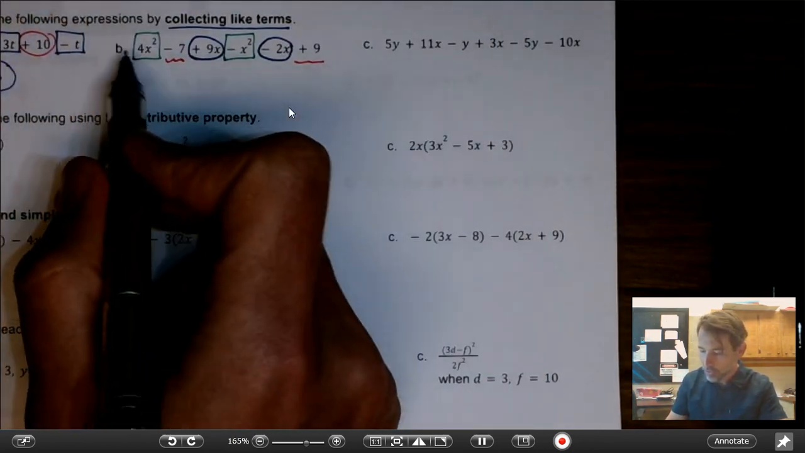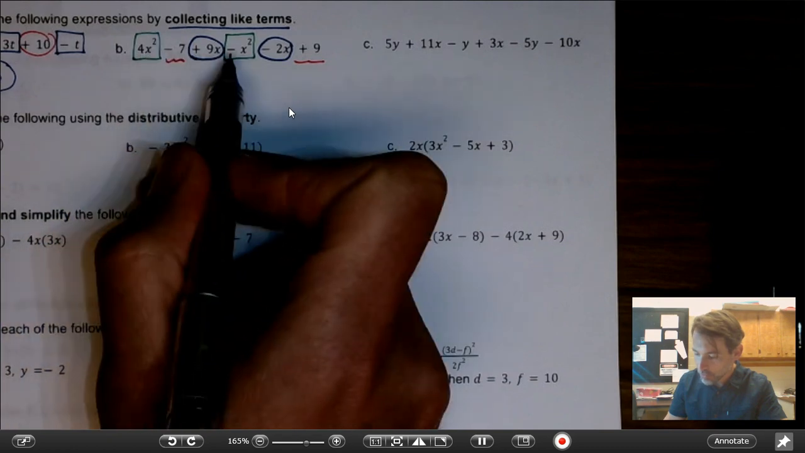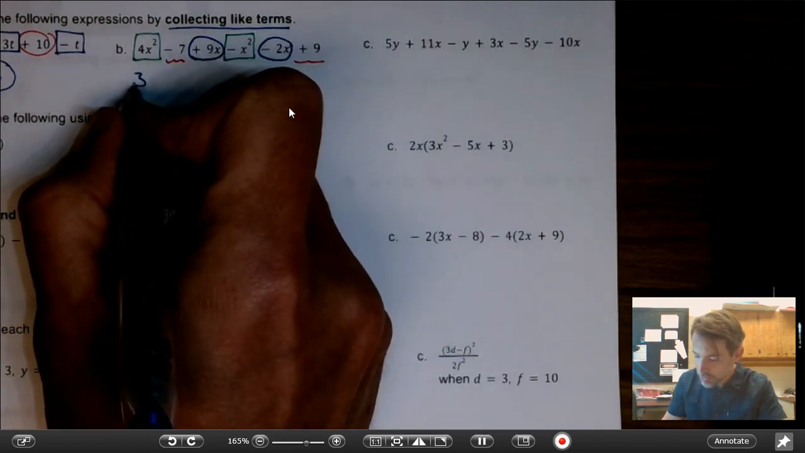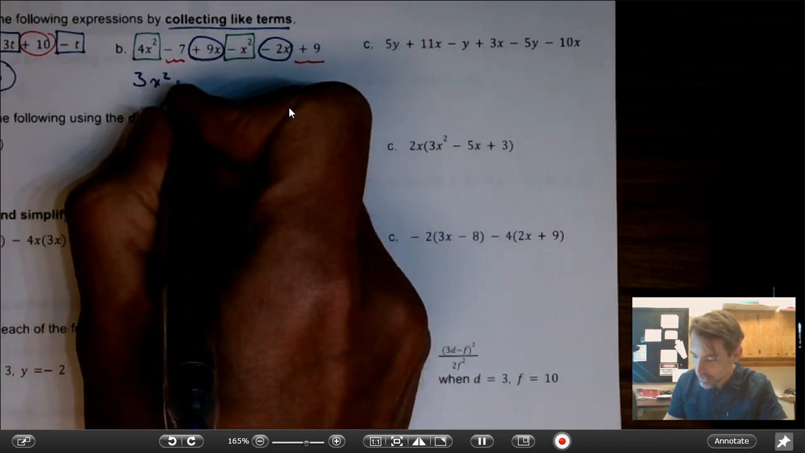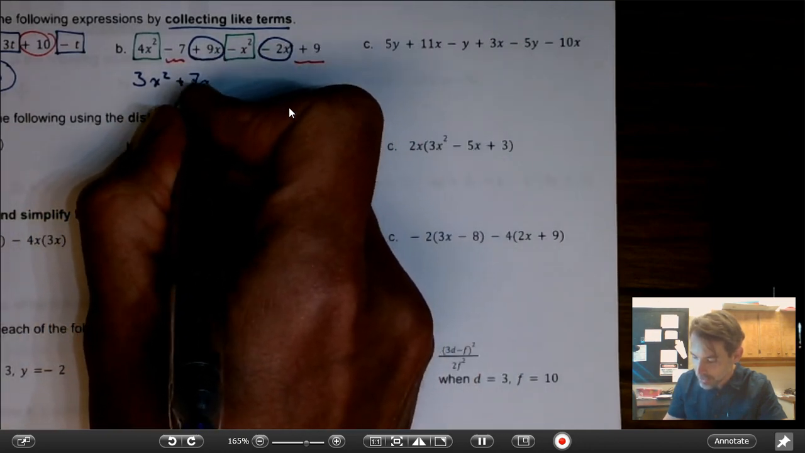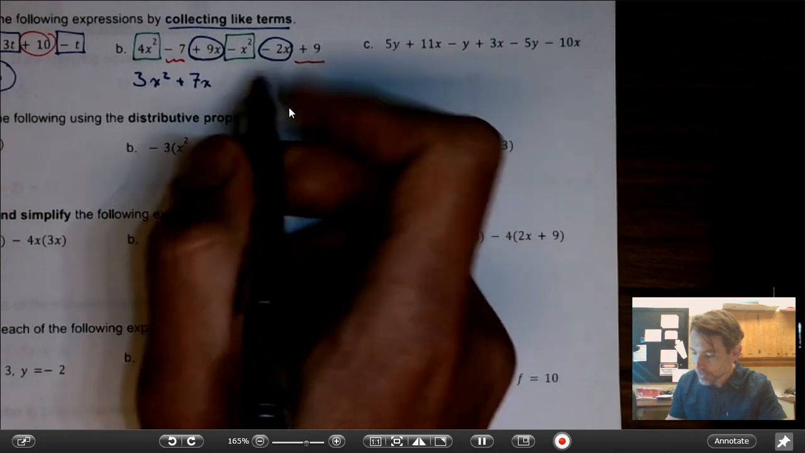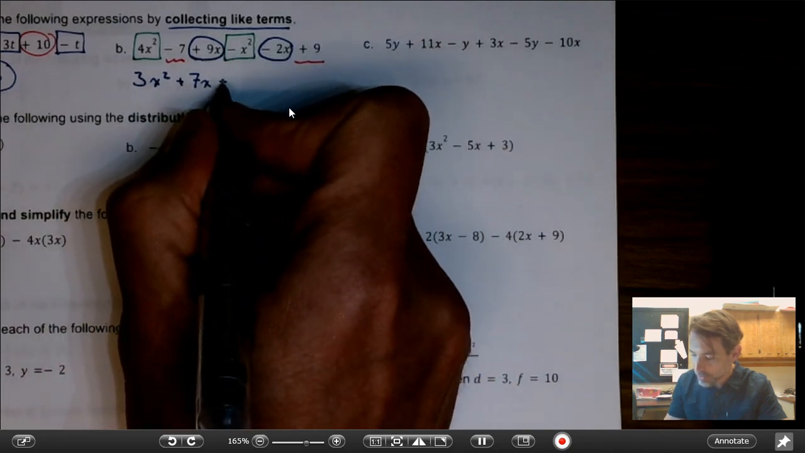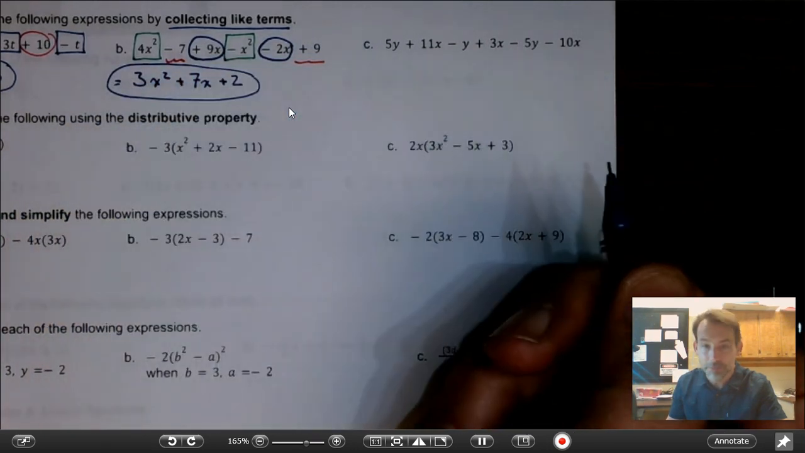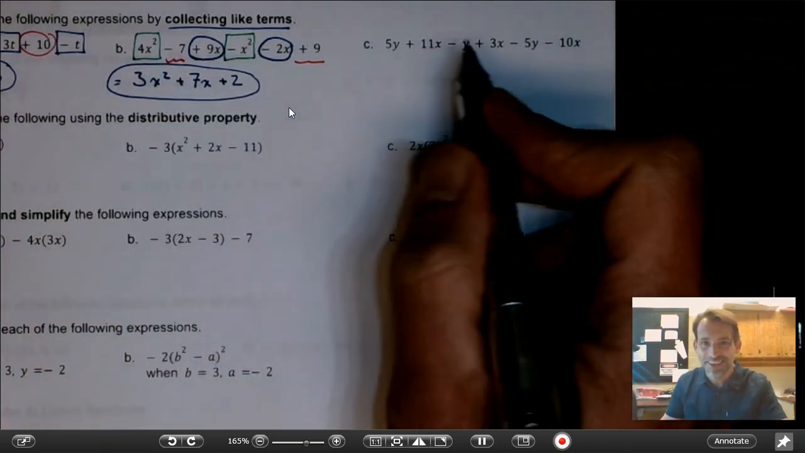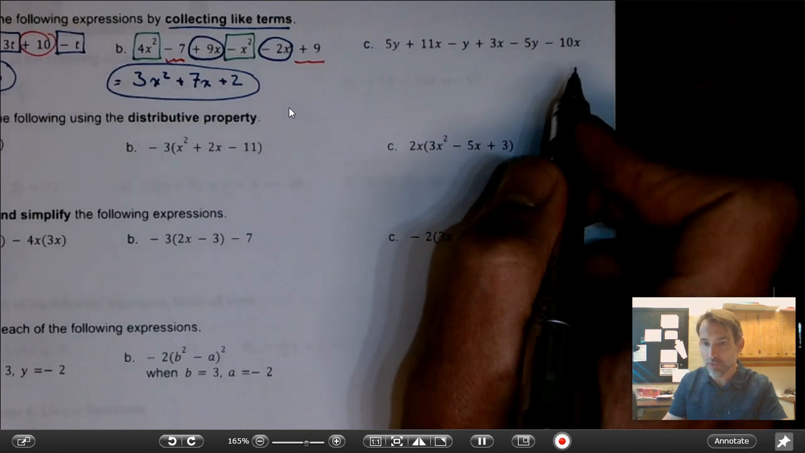So let's collect our x squareds first. We'll have 4x squared and minus 1x squared, so that's 3 of them, 3x squareds. And then we'll have 9x minus 2x, that's plus 7x. And then minus 7 plus 9, well, that's plus 2. And that's done, fully simplified. There. All right.